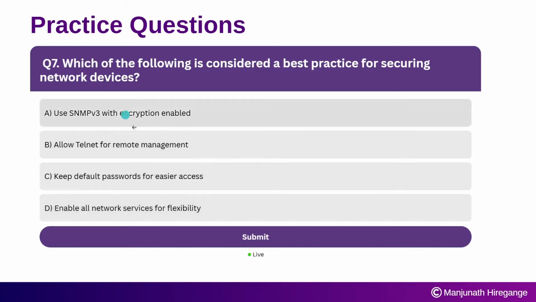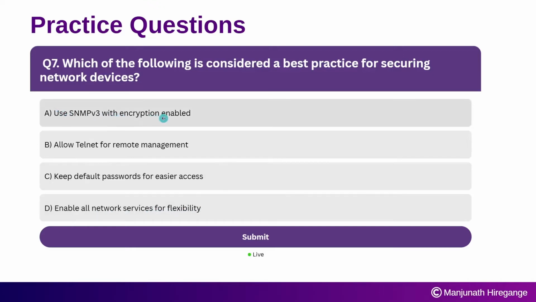So if you look at the options, what are we talking about? Best practice for securing network devices. All these three look like a weakened security system, right? Because we will not allow telnet for remote management, and it's also a best practice to change the default passwords, and we will not enable all the network services for flexibility.